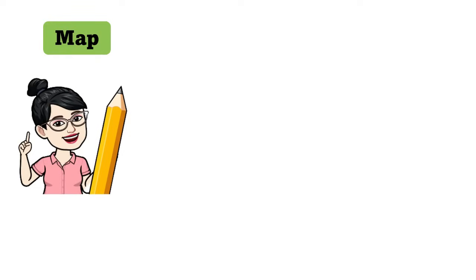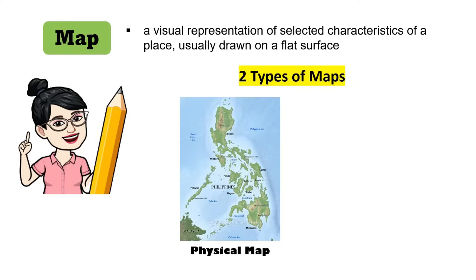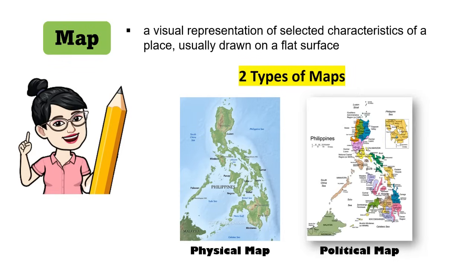Map is a visual representation of selected characteristics of a place, usually drawn on a flat surface. The two types of maps are physical map, which includes labels for features such as mountain ranges and bodies of water. And the other one is political map, which usually includes labels for features such as cities and major towns, units such as states or provinces, and bodies of water.